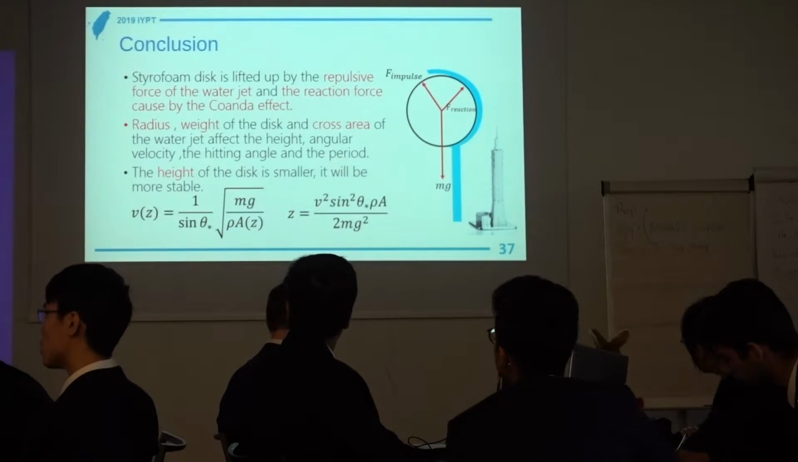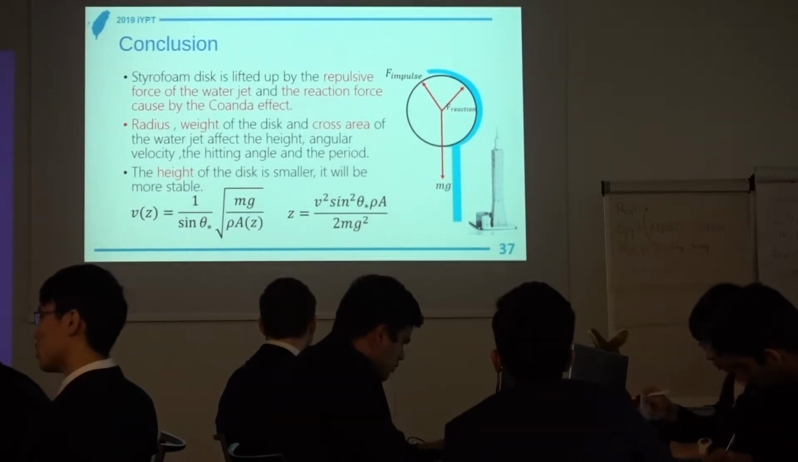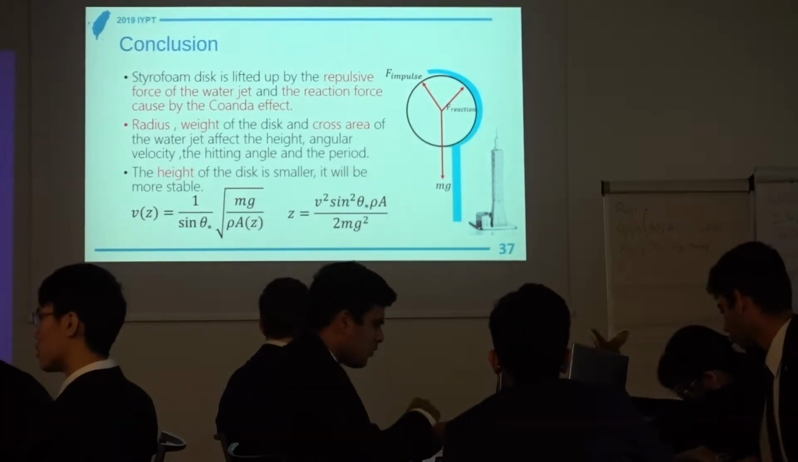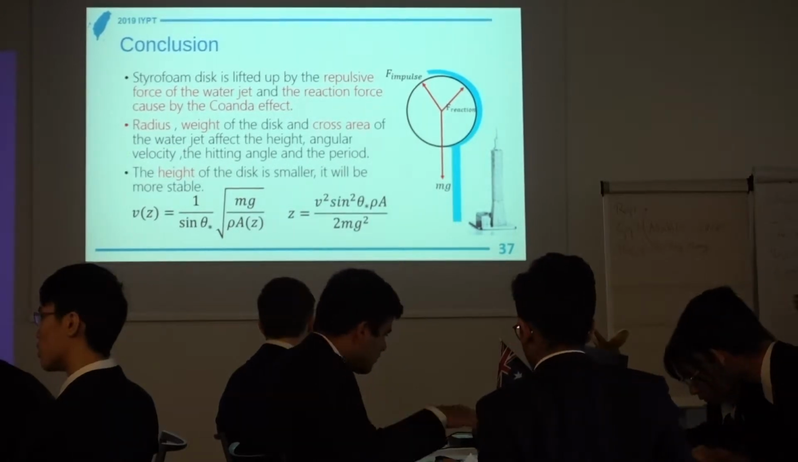The second one is affected by the repulsive force, and the reaction is caused by the Coulomb effect. The radius of the weight and the cross area of the jet will affect the height, the angular velocity, the heating angle, and the period. And the height of the water will make it more stable.